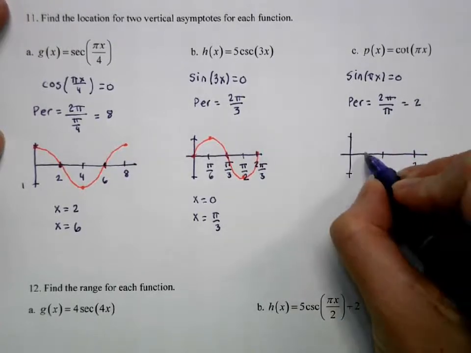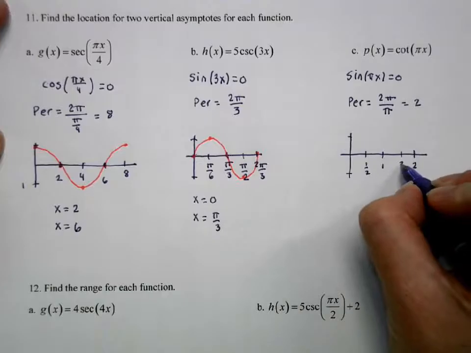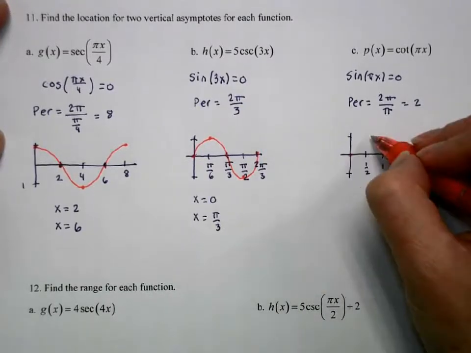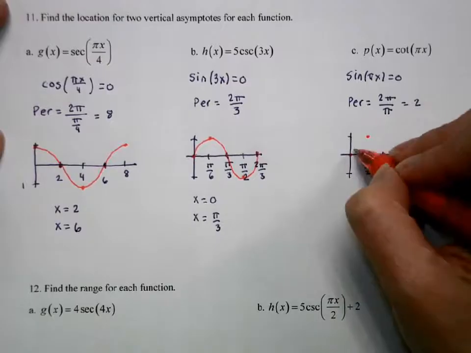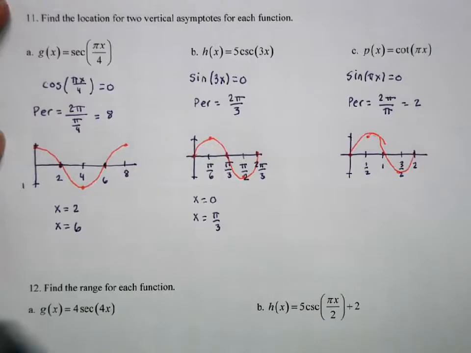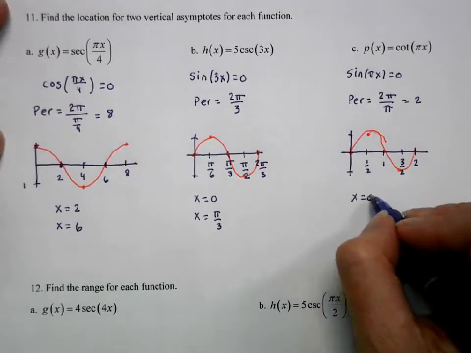Okay, this time we're again having a sine, so we start at the midline. So we have vertical asymptotes at x equals 0, and x equals 1, and x equals 2 again if you want to throw that one in there.